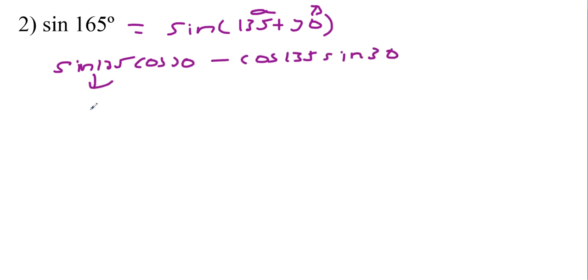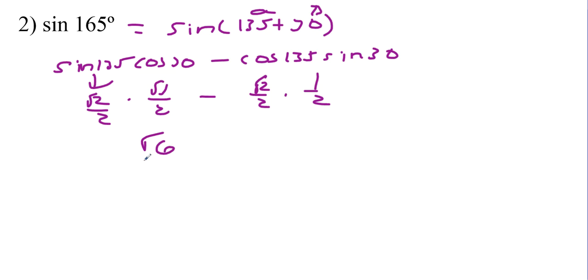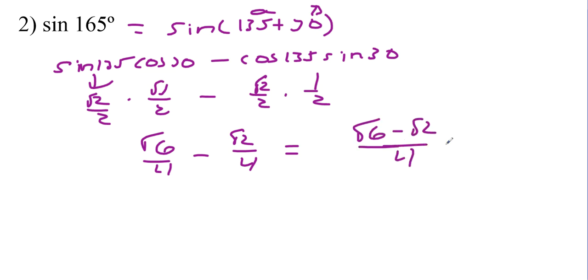Unit circle tells me that that's root 2 over 2. And this is root 3 over 2. Cosine of, hey, my cat's trying to sneak in. Root 2 over 2, 135 is that, and sine of 1/2. Okay? Multiply straight across, that's root 6 over 4. Minus root 2 over 4. So that's just root 6 minus root 2 over 4.